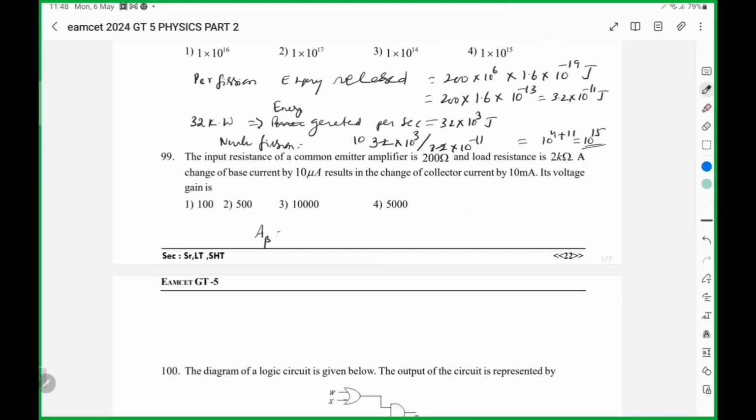So the voltage gain of the amplifier is load resistance by input resistance into beta. Beta is collector current by base current. RL is 2 into 10 cube by 200. IC, the collector current, is 10 milliamperes and the base current is 10 microamperes, which is 1000 by 200, which is 10 cube into 10, so 10 power 4 volts.